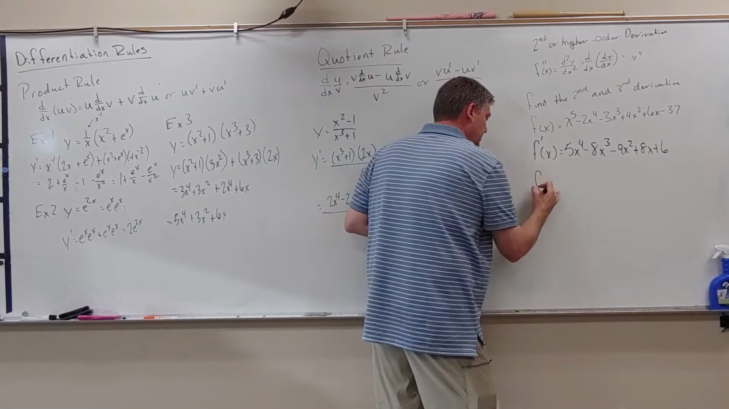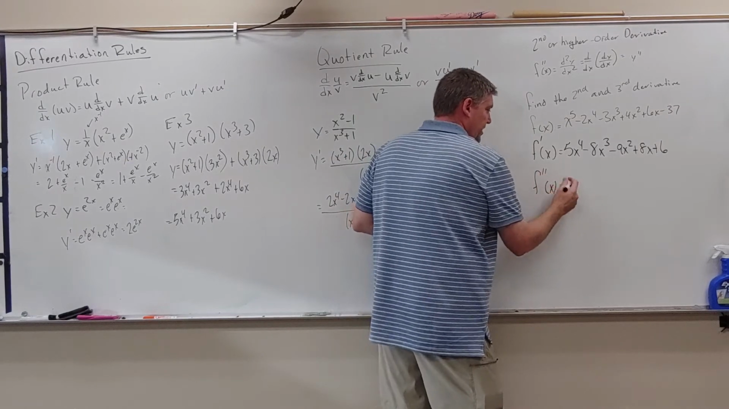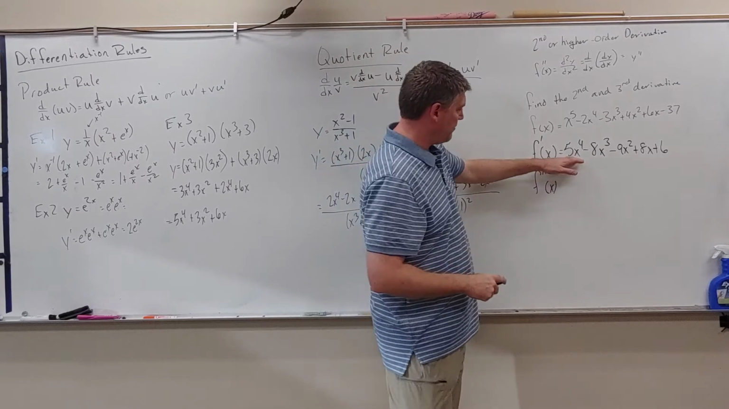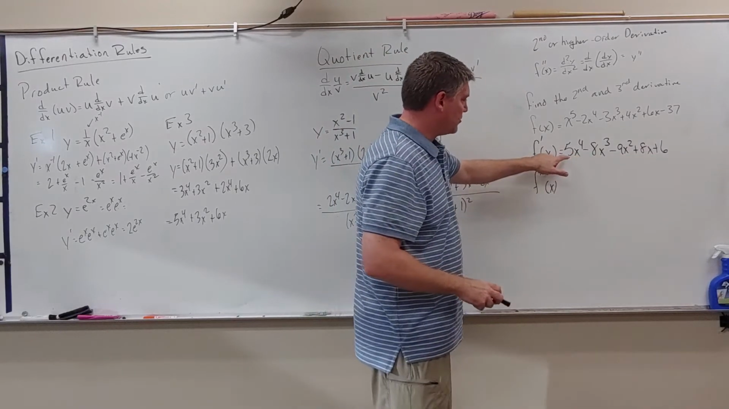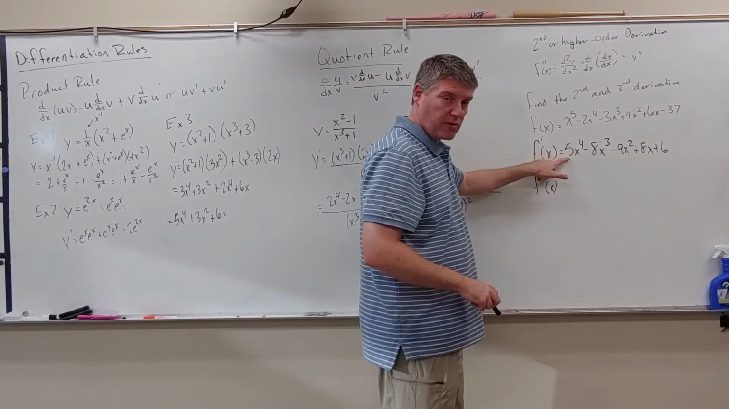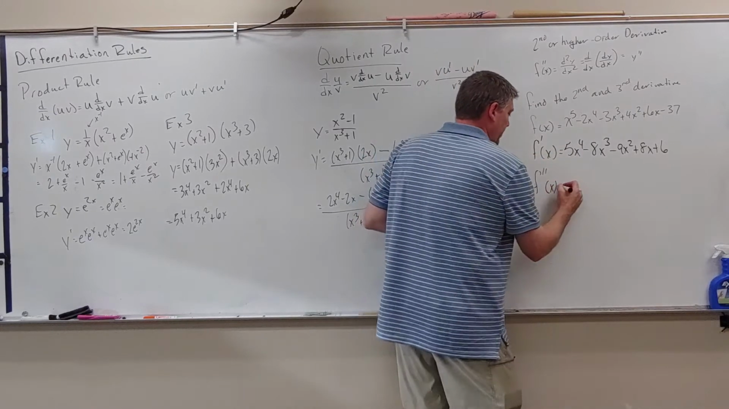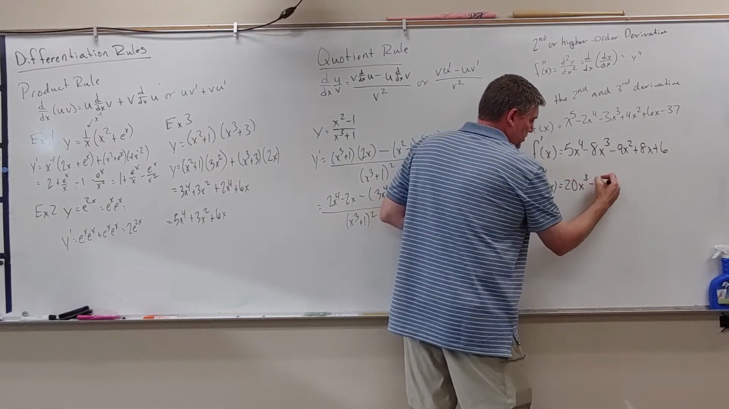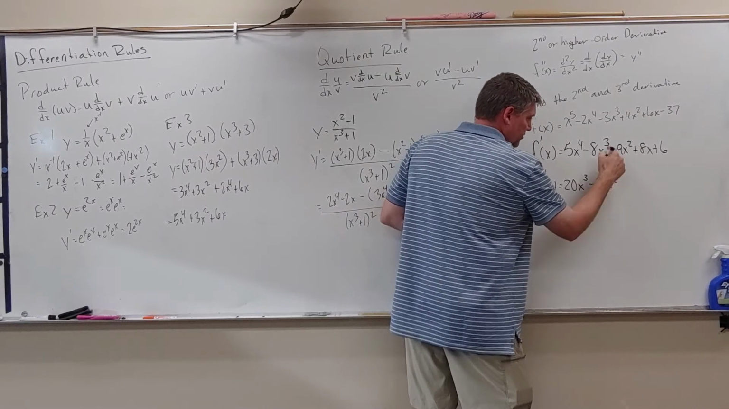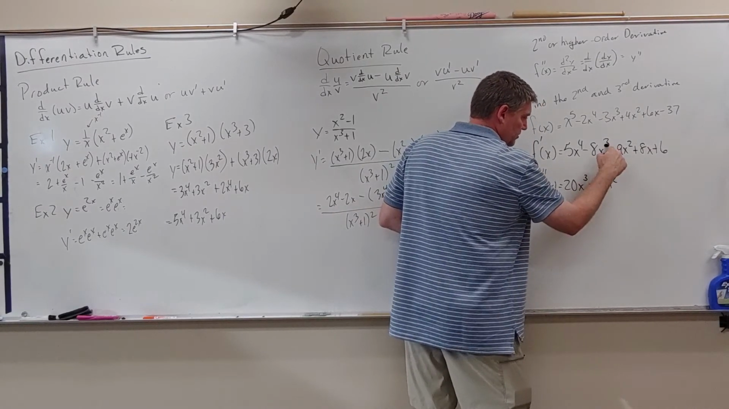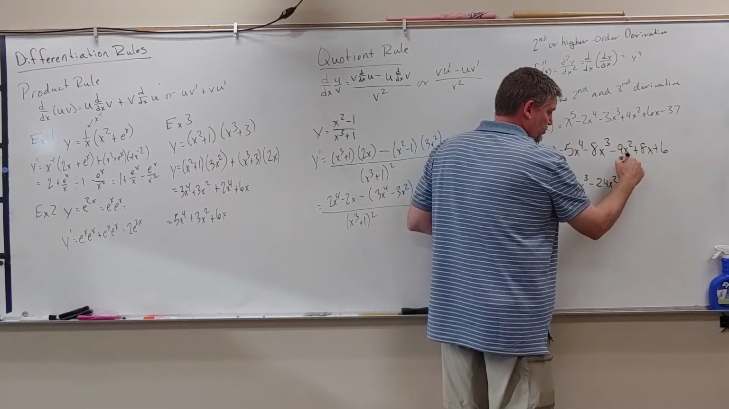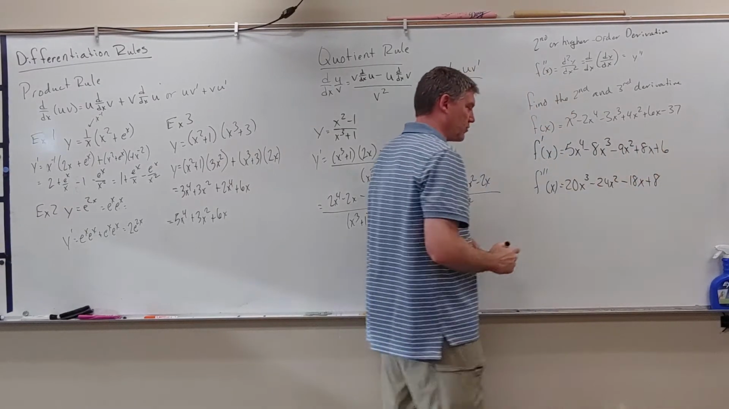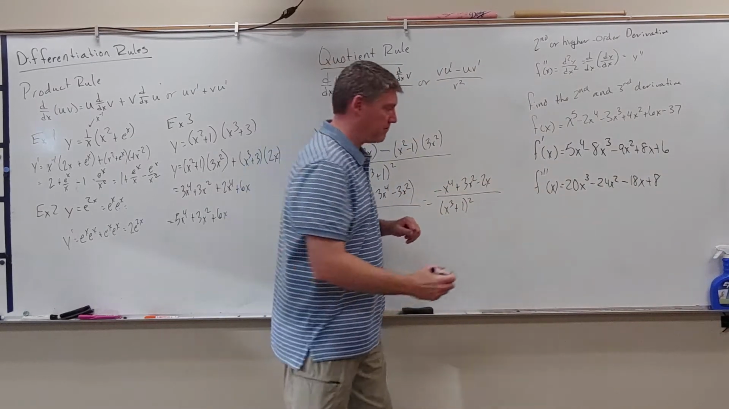Now I have to take my second derivative. So I'm going to take the derivative of my derivative. Okay, so now I'm going to take the derivative of this. So 5x to the 4th, I'm going to bring my 4 down. 5 times 4 is 20. 20x cubed, minus 24x squared, so 3 times 8 is 24, subtract 1 from the power, minus 2 times 9 is 18x, plus 8, 6 goes away. So there's my second derivative.